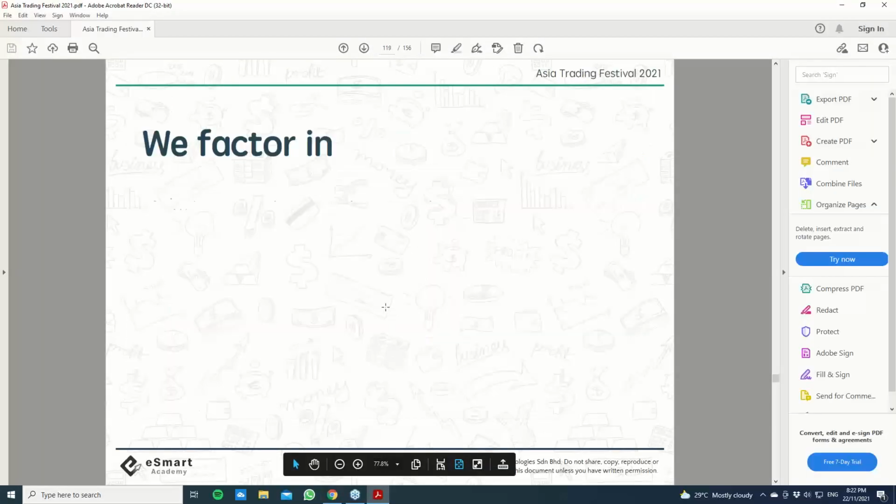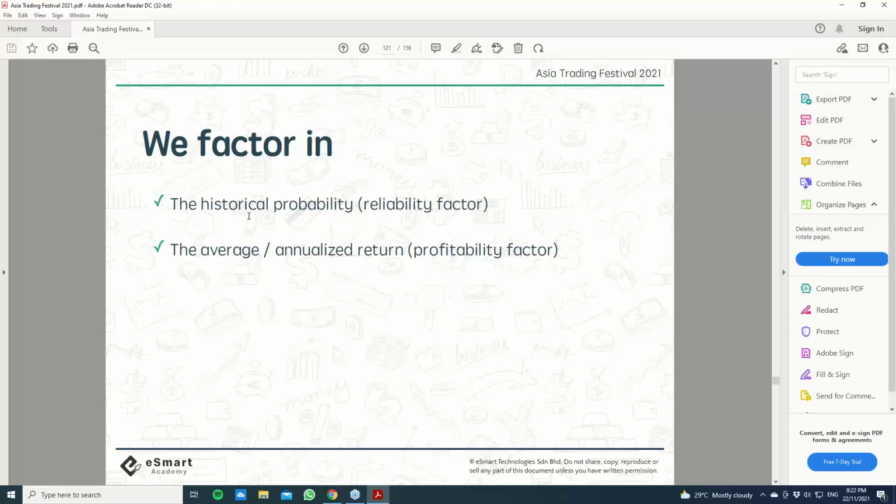So with that, we mentioned we look at historical probability, which is the reliability factor. Based on the past 10 years, is there a good number of years it rallied, and so on. We look at the average return, which is what we call the profitability factor. Is it worth taking that trade?